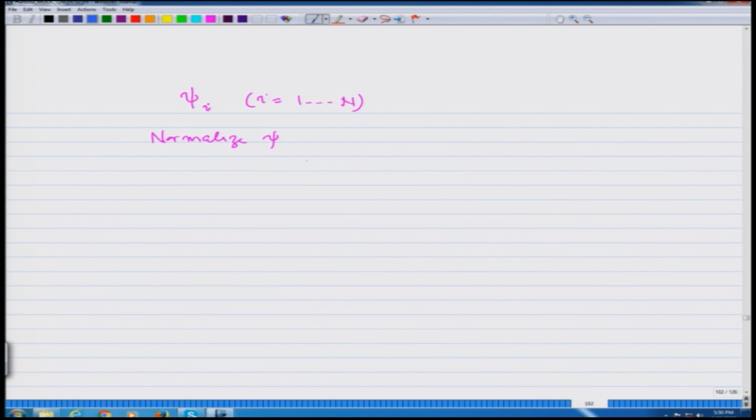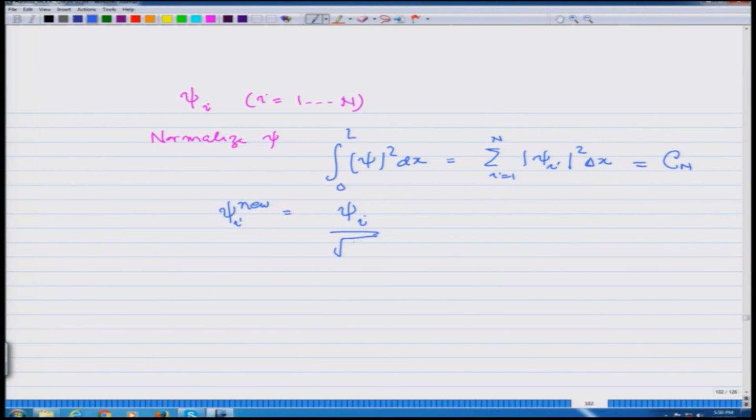What do you do? You calculate integral psi mod square dx from 0 to L, which will be nothing but summation of mod psi i square delta x i, i equals 1 through n, and this gives you some number, let us say C n. Then psi i new is equal to whatever psi you calculated earlier divided by square root of C n, which gives the normalized wave function. That is one way of finding the wave function in this case.